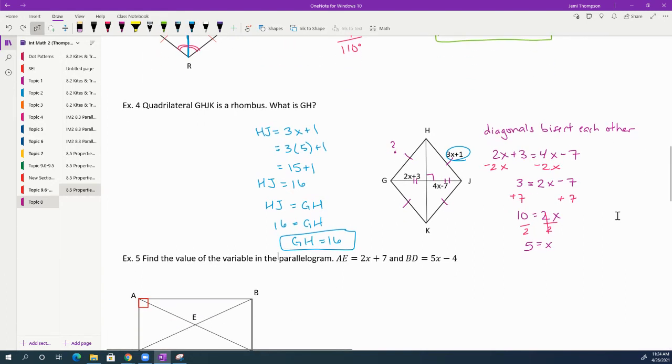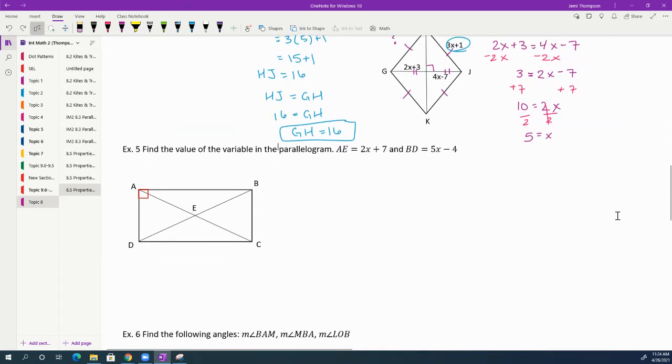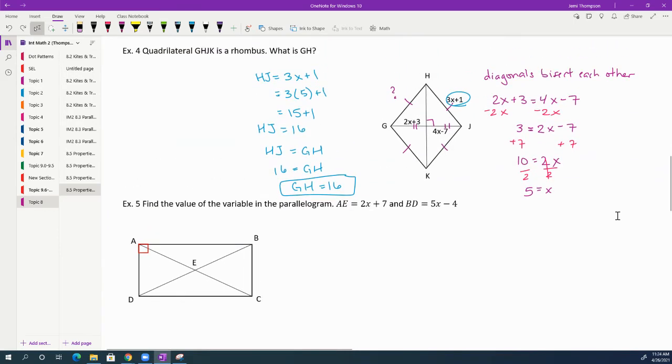All right, if you need a break, take a break. Moving right along. Example 5, find the value of the variable in the parallelogram. So again, they tell us it's a parallelogram. They don't tell us what kind of parallelogram. We have to use the information in the picture to make that judgment. They tell me that AE is 2x plus 7, and BD, the whole diagonal, is 5x minus 4.